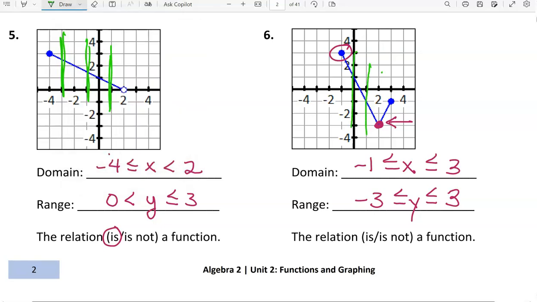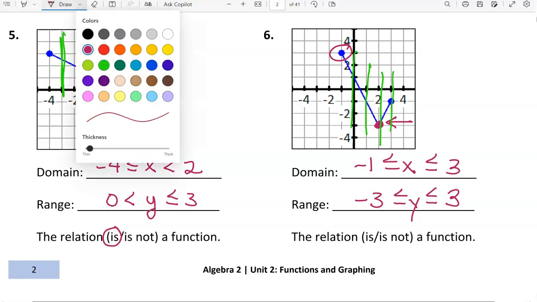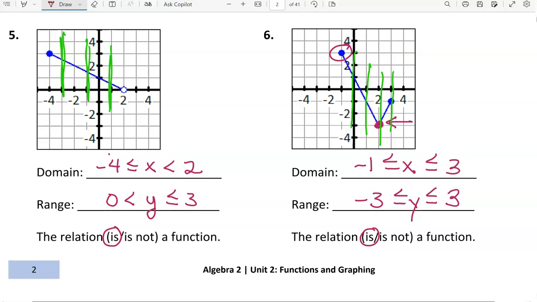Any vertical line will only pass through one point at a time, so this relation is indeed a function.